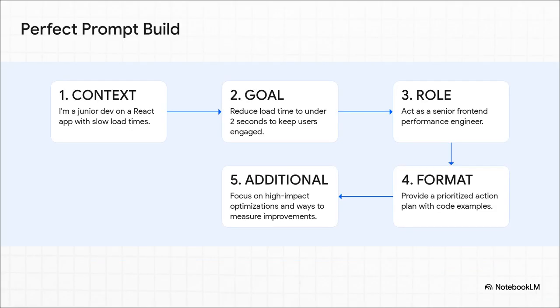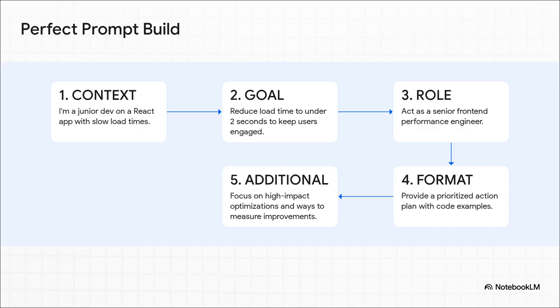Okay, now let's rebuild this thing using our formula. First, C for context. I'm a junior dev on a React app. Boom. Instantly, the AI knows the tech stack and my experience level. Next, G for goal. Reduce load time to under 2 seconds. Now it has a specific, measurable target to hit. Then we give it a role, act as a senior front-end performance engineer. This tells it to think like an expert, considering best practices.